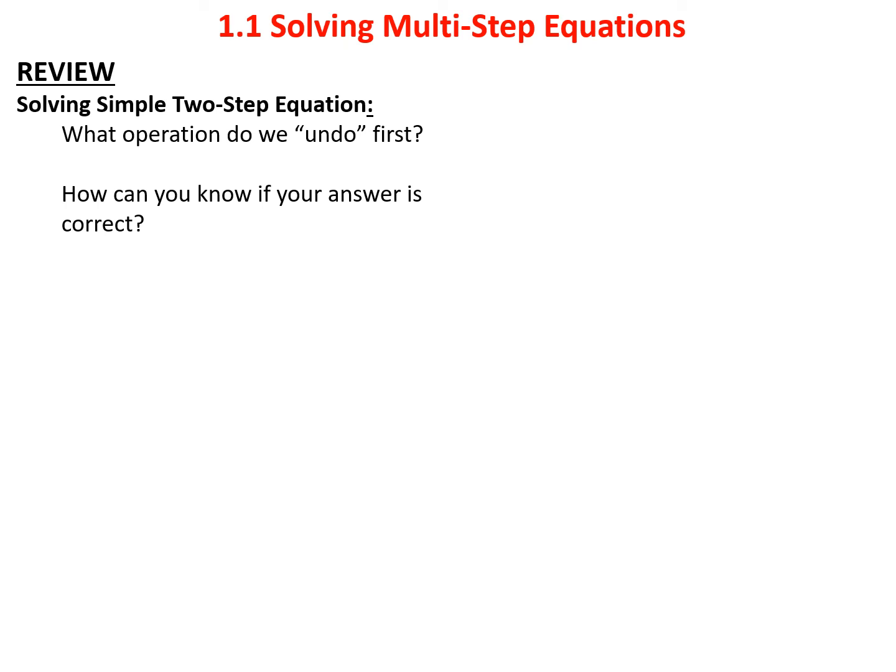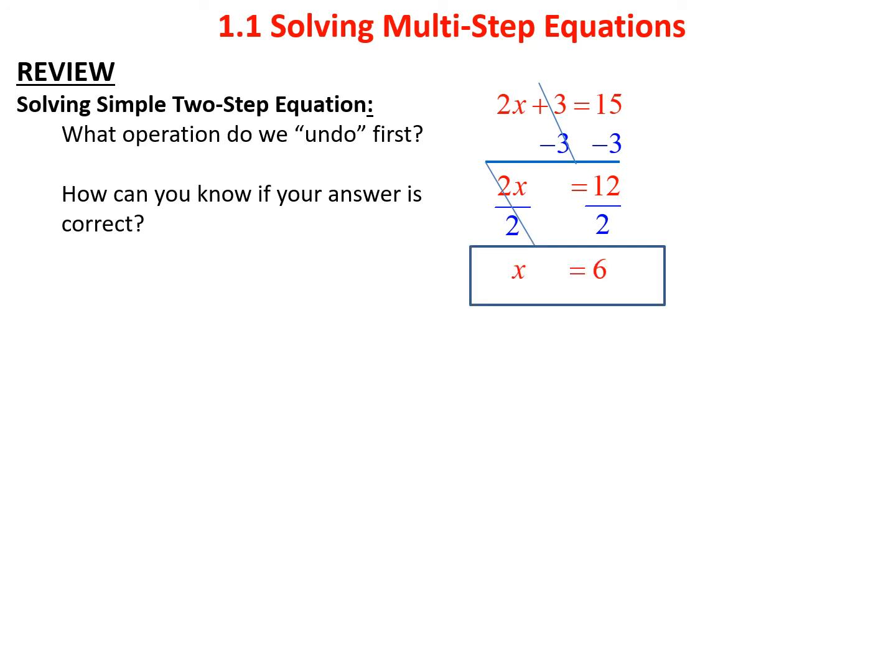So let's do a quick review of what we have looked at today. First, let's review what it means to solve a two-step equation. When we have a two-step equation like this, what operation do we do first? We usually undo the addition or subtraction. So in this case, I'm going to undo the plus 3 by subtracting 3 from both sides. Then the second step will be to undo the multiply by 2 by dividing both sides by 2. Again, remember, whatever you do to one side, you have to do to the other. And I end up with the answer x equals 6.